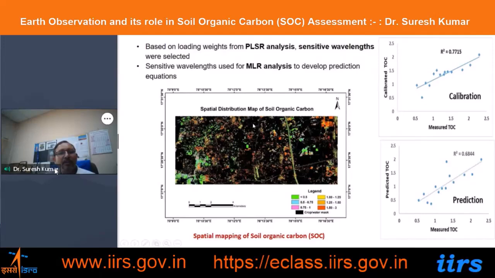So we did not attempt prediction for those areas. Only in the fallow area, where there was no vegetation, we took soil samples and spectral reflectance, and those were correlated using PLSR techniques, and we found an R square of 0.7. So hyperspectral remote sensing is going to play an important role in mapping of soil carbon.